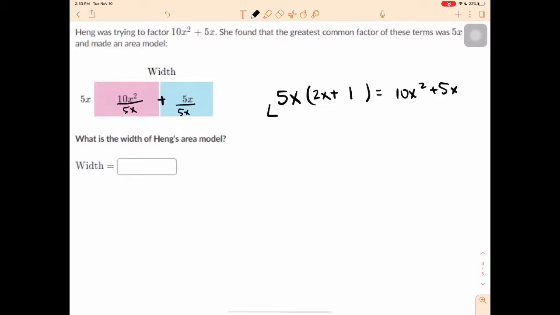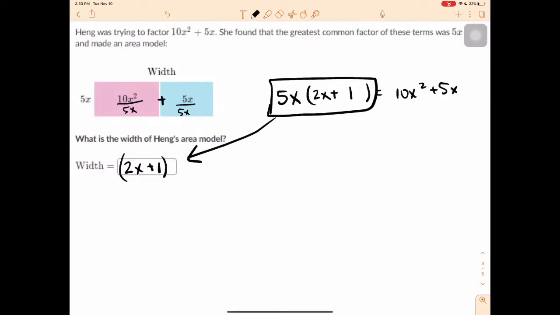So your final answer here would be 5x times 2x plus 1, and you would write 2x plus 1 here in the answer box. I used parentheses earlier, and it marked me correct, and I believe I've used it without parentheses, and it still marked me correct. So as long as you get the right inside, you should be good to go.